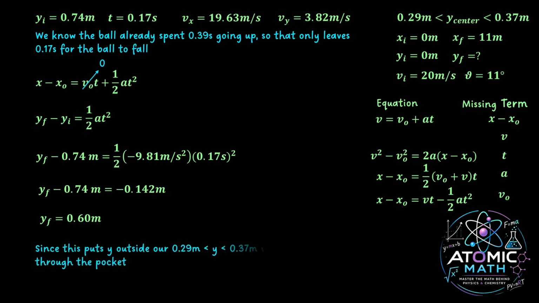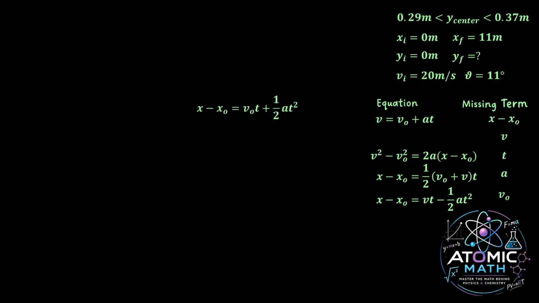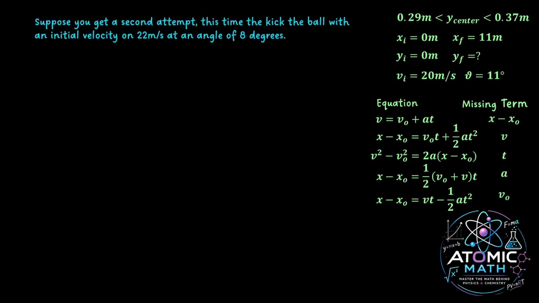Now, unfortunately, that puts us outside of our box of 0.29 meters to 0.37 meters, so we would not score through the pocket. Now, suppose that you got a second chance. You get another kick, and this time you're going to kick the ball with an initial velocity of 22 meters per second at an angle of 8 degrees because you learned from your previous attempt. This time, I broke down the components for us, so our Vx is going to be 21.79 and our Vy is going to be 3.06 meters per second.